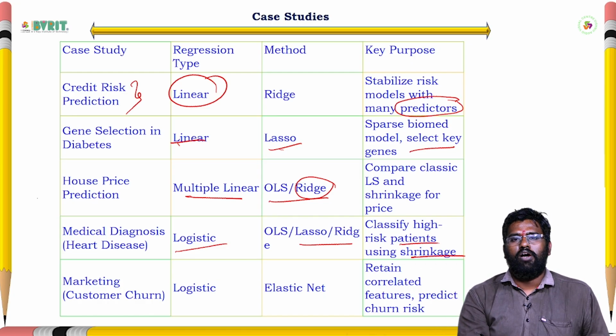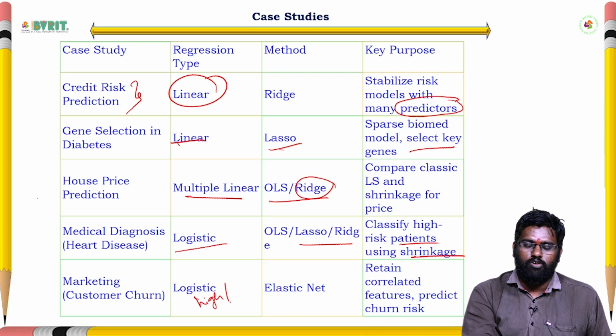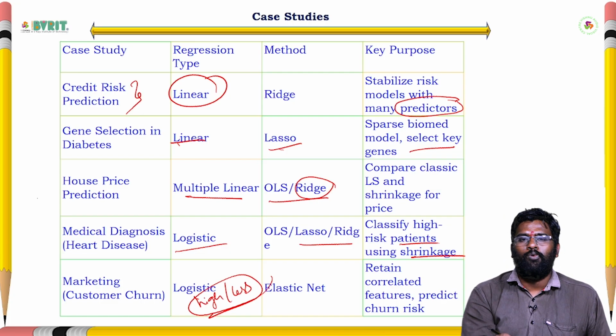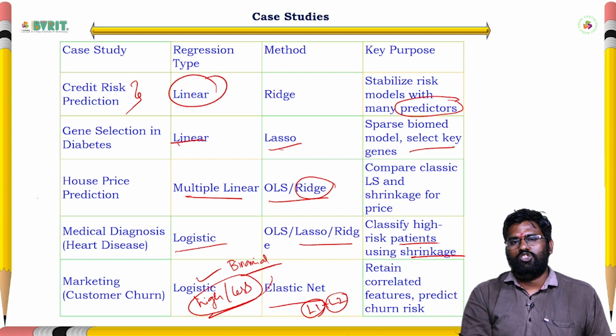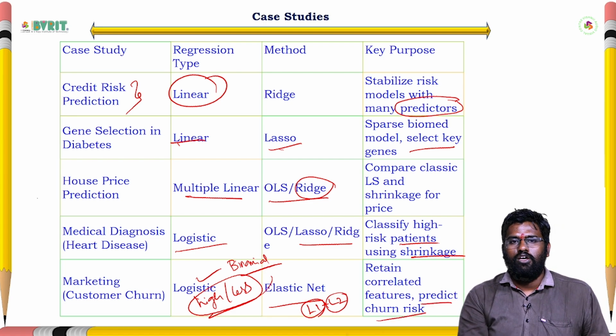Marketing, customer churn. Marketing also has some high profit or less profit based on the purchasing of the products. That's why we are using logistic regression. Why? Because logistic contains binomial logistic regression. Then elastic net is used to handle both the L1 and L2 penalty terms. L1 means Lasso and L2 means ridge regression. So to predict the churn risk, these are the related things you have to retain for the given example. So that is about the given customer case studies and the regression types to be used.